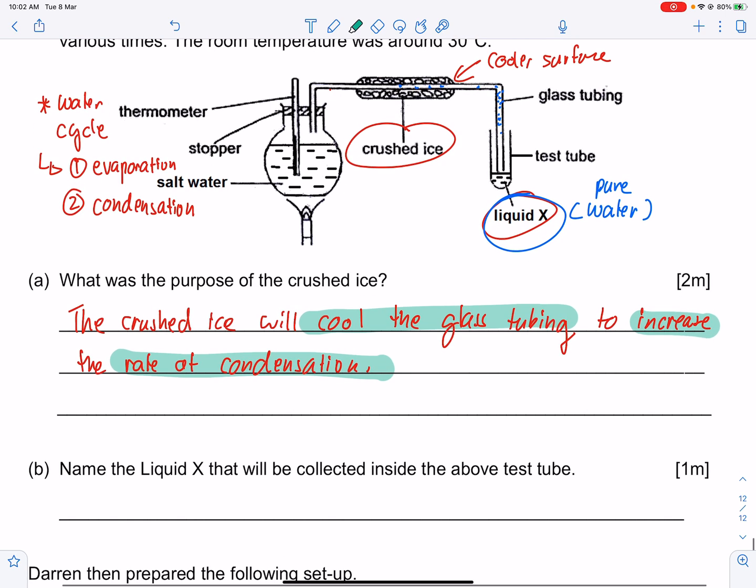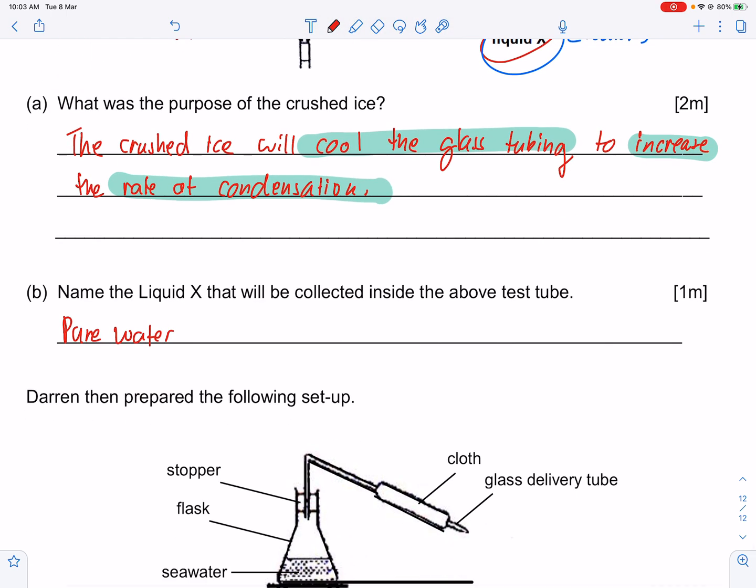Okay, next one, name the liquid. Very straightforward. Pure water. I told you this, that you cannot say drinking water, because we can drink water from the taps in Singapore. It's perfectly fine. Is that drinking water? Yes. But is that desalinated water, which is what we're doing here? No, it's not. Because the water still has certain minerals added to it, like fluoride and chlorine and whatnot. So drinking water is not accepted.